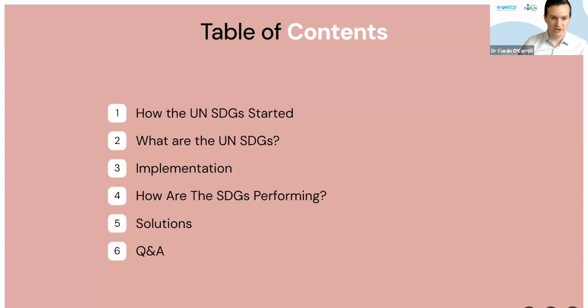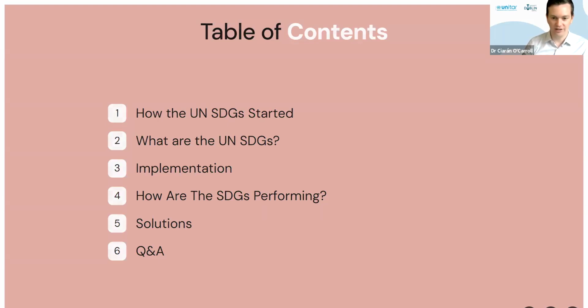Then what the UN SDGs are, what kind of implementation looks like, how they are implemented, what is the reality of the UN SDGs, particularly in business, how are they performing, how can we make them perform better, and then a Q&A. So I think perhaps I will speak for 20, 25 minutes, and then we can have a Q&A. There are not too many of you on the call, so please feel free to ask questions as we go. It's no problem. And yes, I hope you find this interesting.